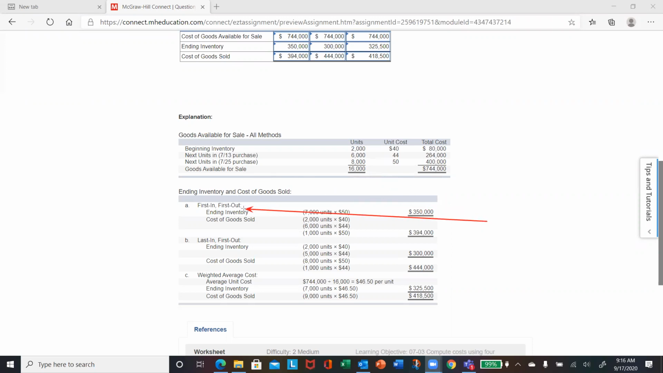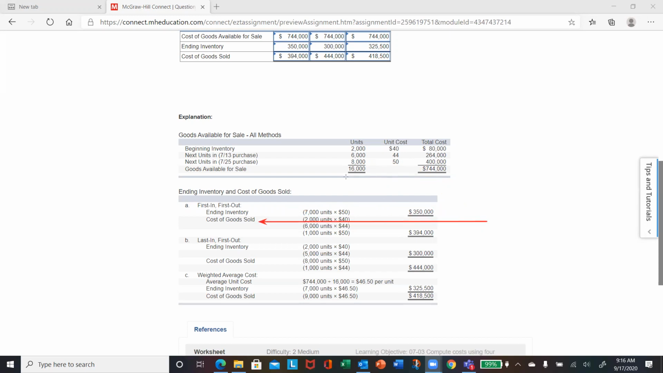If you start with FIFO, that's probably the easiest one to get. If we've got 7,000 units left, and we know it's first in, first out, that means you would have sold the 2,000 units, the 6,000 units, that's 8, and then you would have sold 1,000 units from this pool. That would leave 7,000 units at 50. That would be your ending inventory. Hopefully that's pretty easy to get.